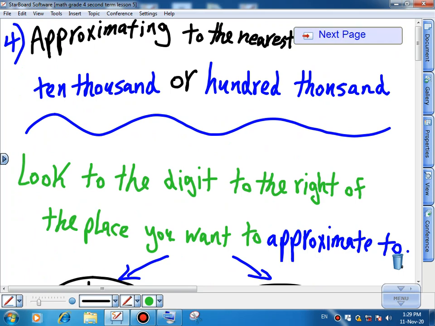The next one, approximating to the nearest 10,000 or 100,000.